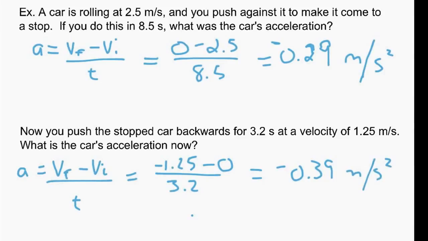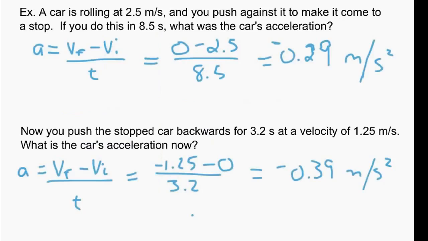So these two examples are very similar, but they're different in the key idea of direction and whether it's going to be positive or negative. So the first one, the car is going forward, but we're slowing it down, we're bringing it to a stop, so we'd have negative acceleration. The second one, we're going from 0 to 1.25, so it's speeding up, but we're going backwards, so that one's also considered negative. So just like we were looking at yesterday, be careful of your signs.